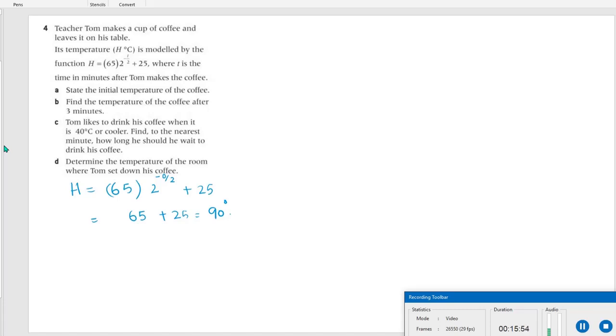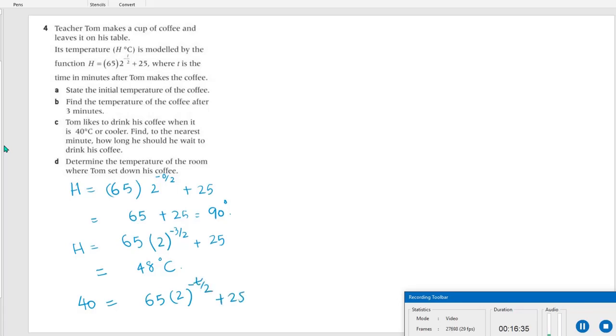Part B. Find the temperature of the coffee after 3 minutes. Just put t equals 3 and we'll find the answer. The answer would be 48 degrees centigrade. Fine. Then Tom likes to drink his coffee when it is 40 degrees centigrade or cooler. Find to the nearest minute how long he should wait to drink his coffee. Put H equals 40 degrees and we have to find the time.